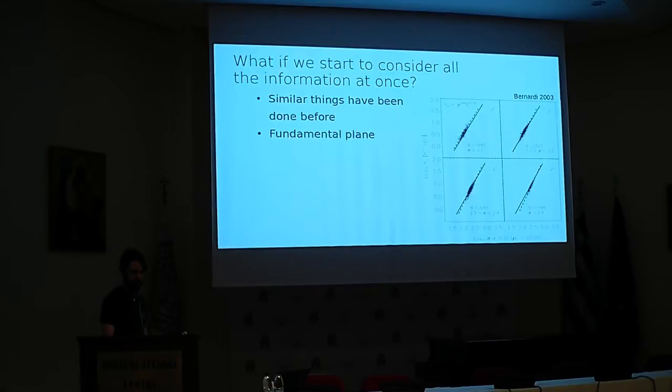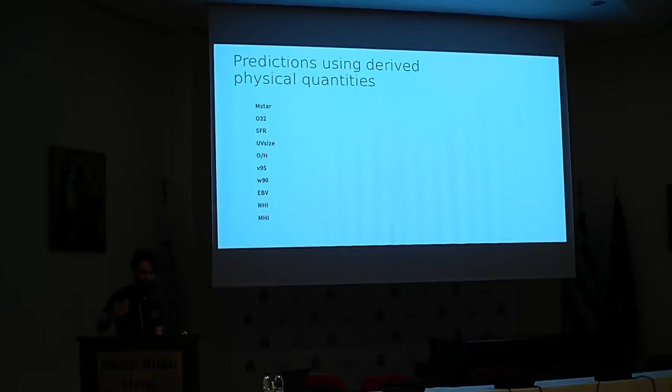The answer is, well, yes, we can, but we have to choose our method and how we do this. So we started by looking at physical quantities, stuff that has usually been looked at when you look at these types of correlations, stuff that's easily interpreted, I would say. So things like the stellar mass, the ionization parameter, O3O2, which has been discussed a few times, the star formation rate, UV size, metallicities, outflow properties, and stuff like that.